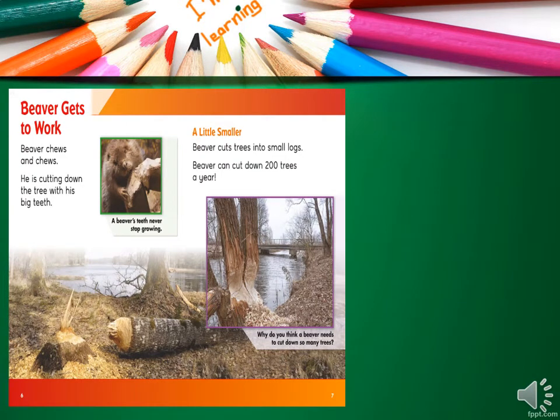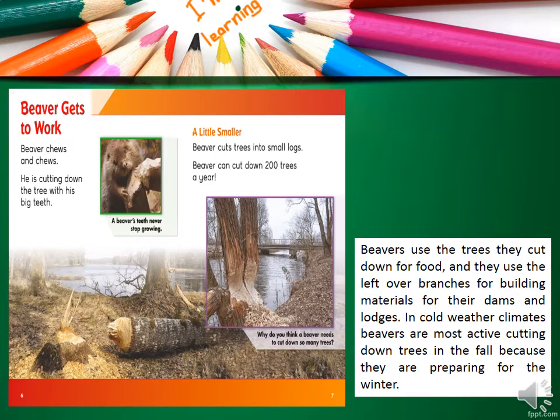Beaver gets to work. Beaver chew and chew. He is cutting down the tree with his big teeth. Beaver cuts trees into small logs, and Beaver can cut down 200 trees a year. Why do you think a beaver needs to cut down so many trees? Beavers use the trees they cut down for food, and they use the leftover branches for building materials for their dams and lodges. In cold weather climates, beavers are most active cutting down trees in the fall because they are preparing for the winter.